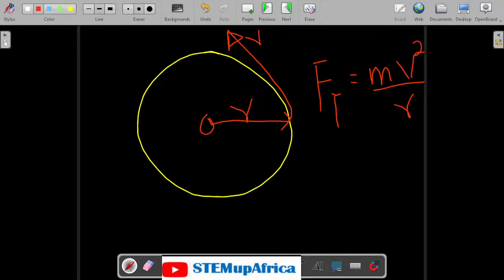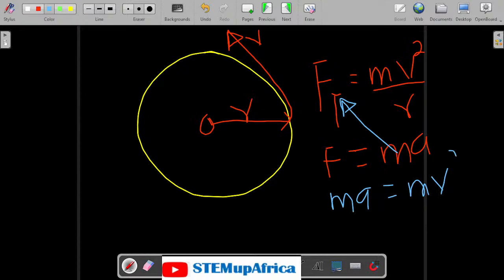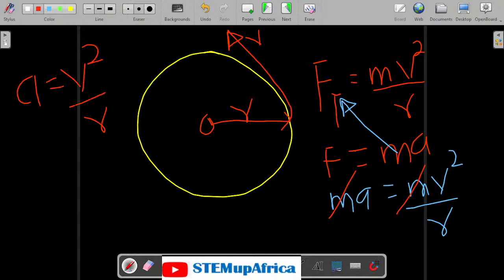From question 1 we just did, we are told that force, from Newton's second law of motion, is ma. So if I put ma in place of force, I'm having ma equals mv squared over r. So you agree with me that m will cancel m. So we are left with a, which is simply v squared over r. So this is the value for the centripetal acceleration.